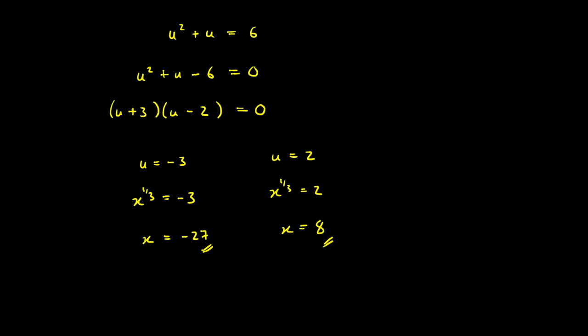So the two answers should be negative 27 and positive 8. Okay, question 3. A circle with center C has this equation here. Show that the line y equals 2x minus 3 is a tangent to the circle.